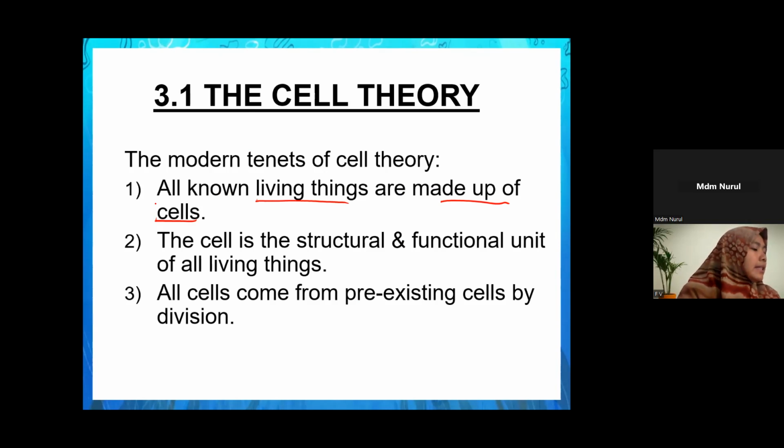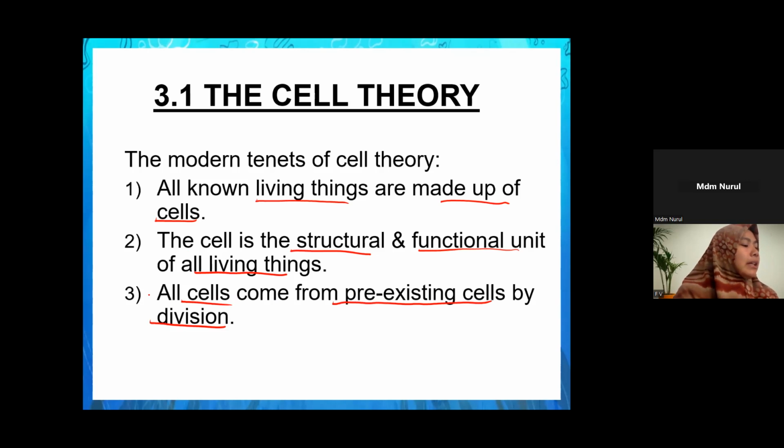Second one. Cell is the structural and functional unit of all living things. Maksudnya, sel ialah basic struktur dan juga fungsi untuk setiap benda hidup. Struktur asas dan fungsi asas kepada semua benda hidup. Kenapa? Because dalam sel berlaku semua chemical reaction. So kalau tak ada sel, tindak balas kimia tak akan berlaku. So tak adalah benda hidup. Macam tu. Number 3, all cell came from pre-existing cell by division.